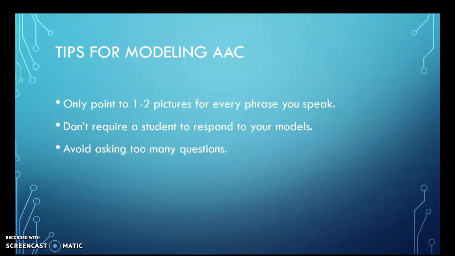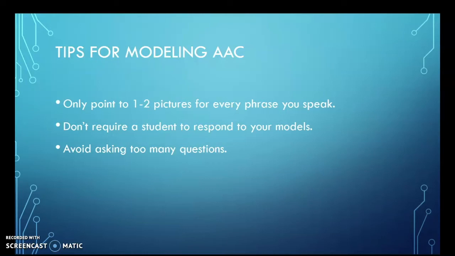Now, avoid asking too many questions when you talk to students. Asking lots of questions is unnatural and it tends to put people on the spot. Make sure you mix it up by also modeling opinions like, I like that, or that's so cool, or man, I hate that. Or comments such as, oh, I see a red car outside. You could also tell jokes, say hello and goodbye, please and thank you.